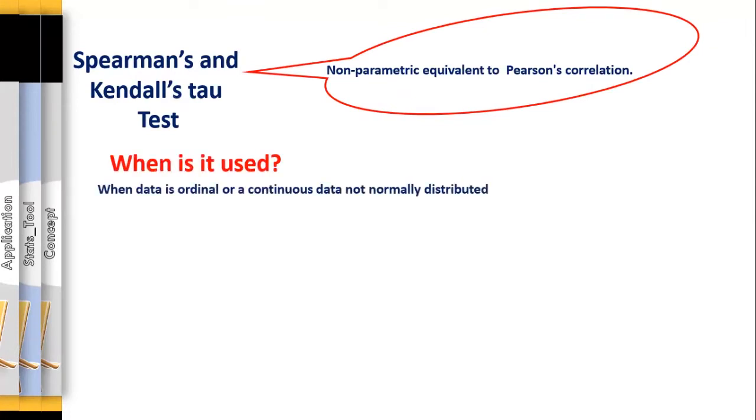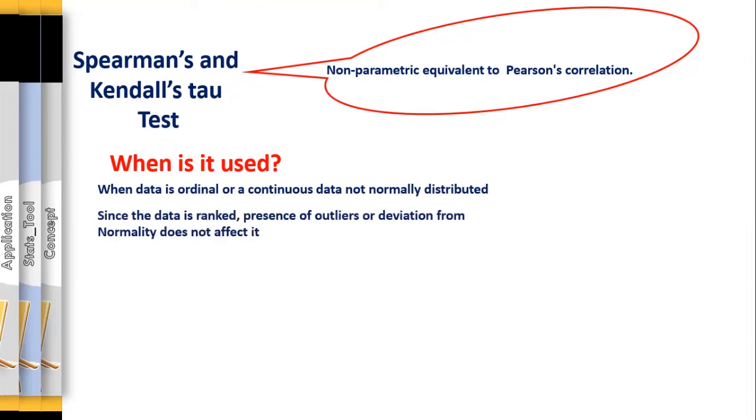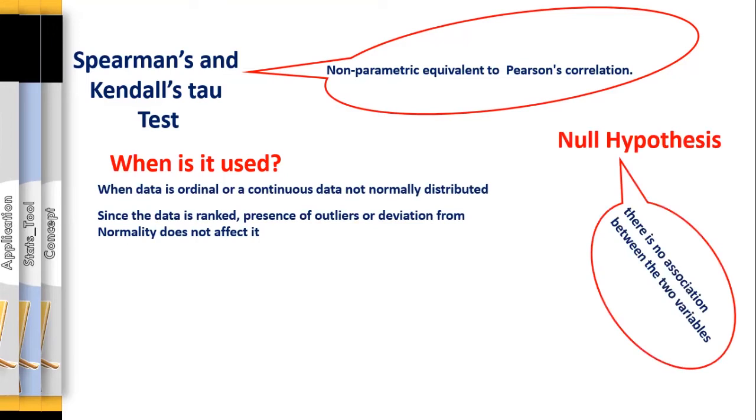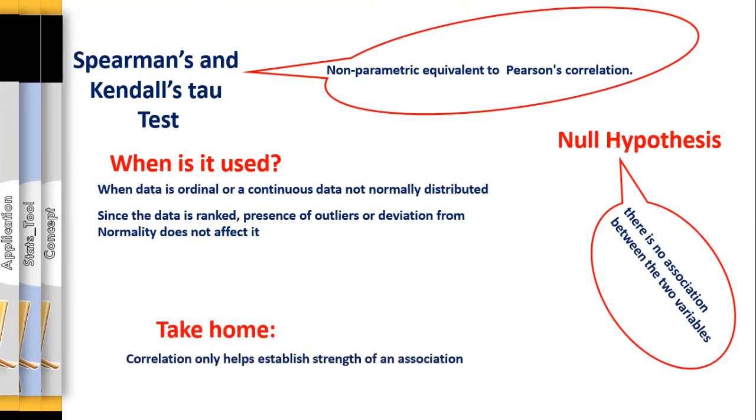We use them when we realize that our data set is ordinal in nature, or although continuous, does not pass the test of normality. And it's more appropriate because these tests rank the data, and the presence of outliers or deviation from normality does not affect it. Hence it becomes a convenient test for non-parametric analysis when it comes to correlation analysis. Now, the null hypothesis that is tested is that there is no association between the two variables being compared.